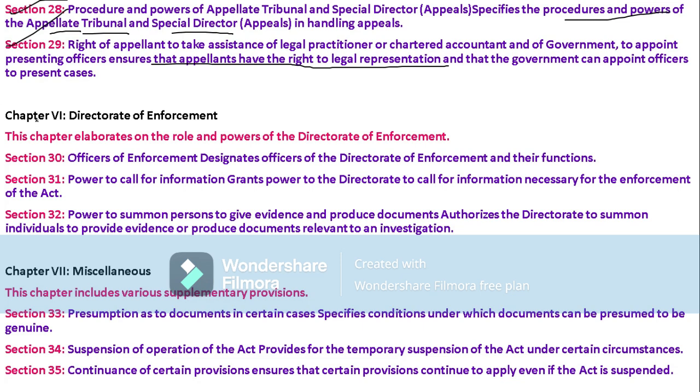Now coming to chapter 6, which deals with the Directorate of Enforcement. The Directorate of Enforcement chapter elaborates on the role and powers of the Directorate of Enforcement.